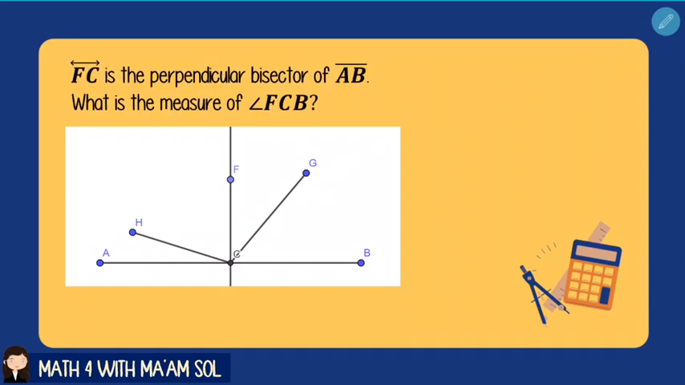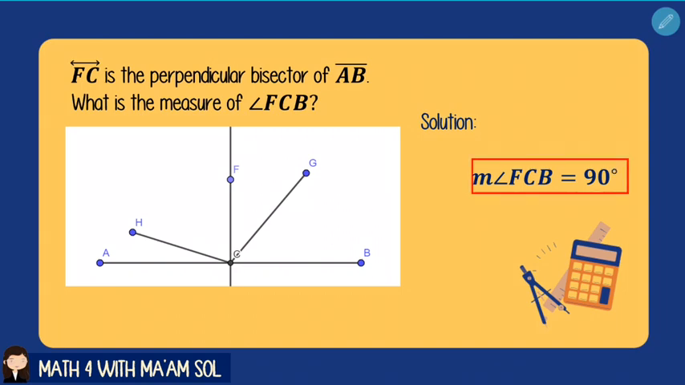So for the same problem, what's the measure of angle FCB? Now we know that angle FCB is the angle formed between the perpendicular bisector and the segment AB. Therefore, since they are perpendicular, we know that the measure of angle FCB is simply 90 degrees.